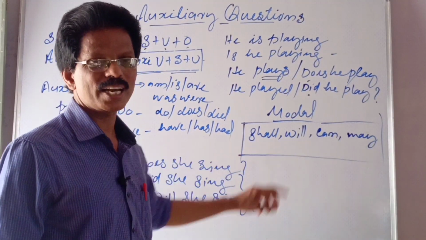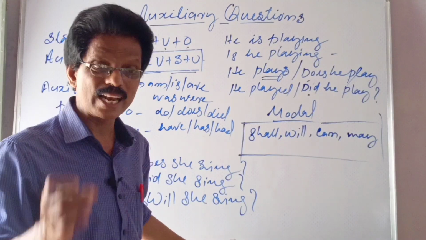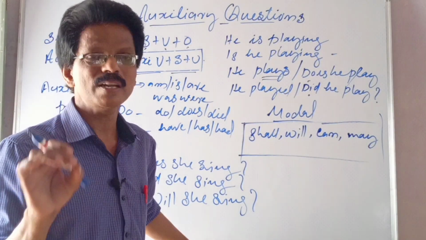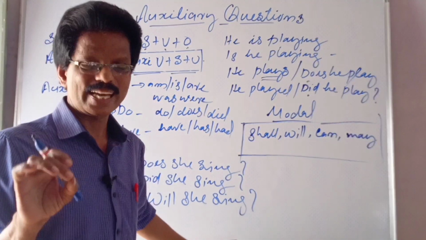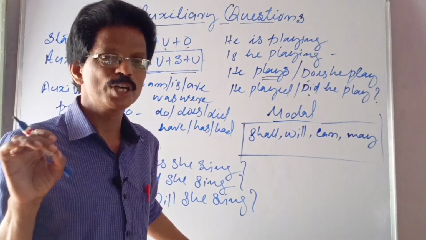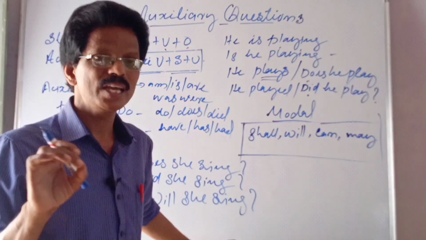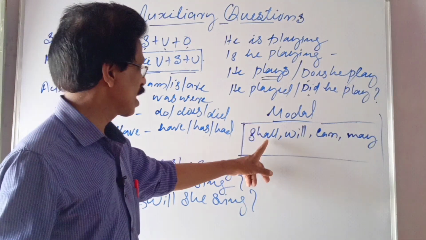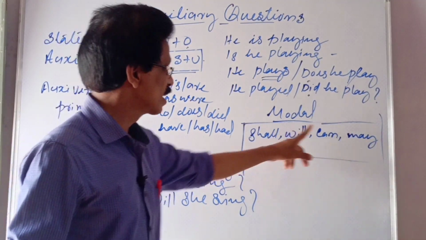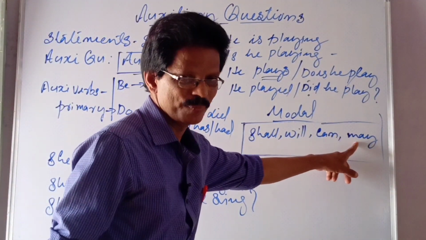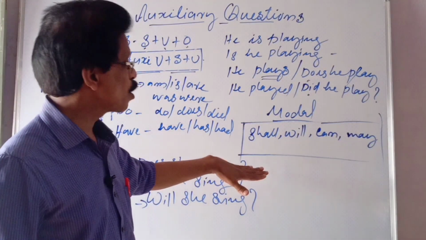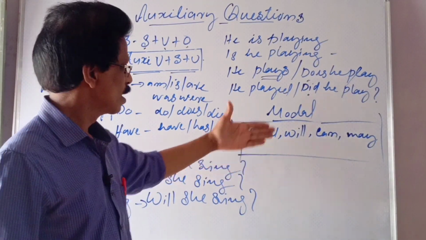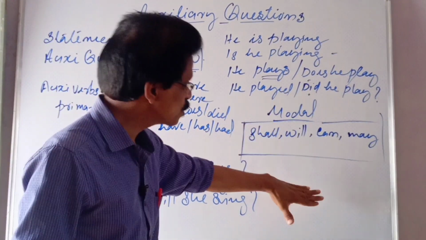Will for second and third persons. Generally, shall with the first person, I and we; will with the second and third persons: you, singular and plural, he, she, it and they. Okay, so shall I come in? Can I come in? May I come in? So, should is more polite than shall. Would is more polite. Could is more polite.